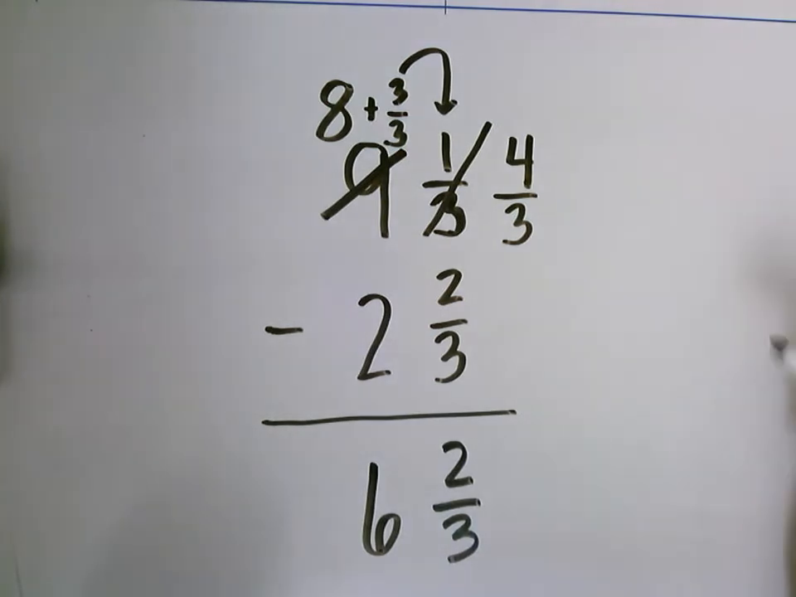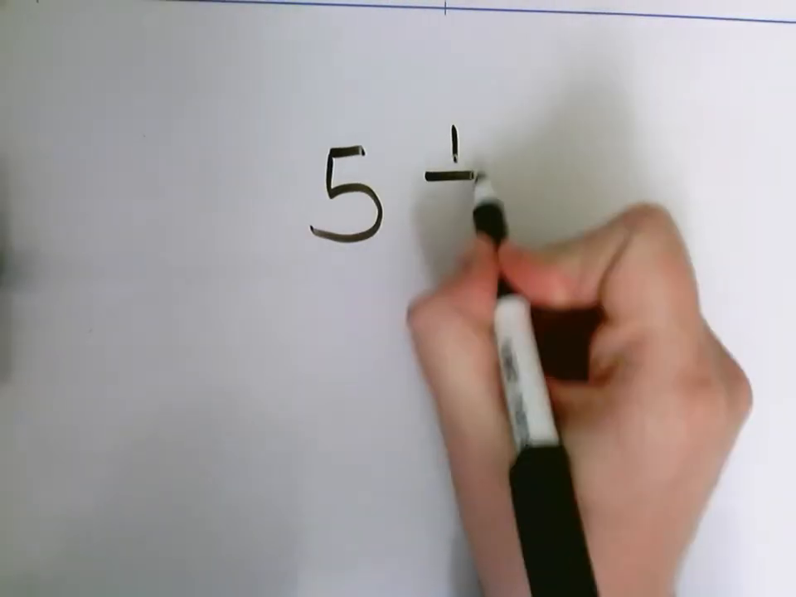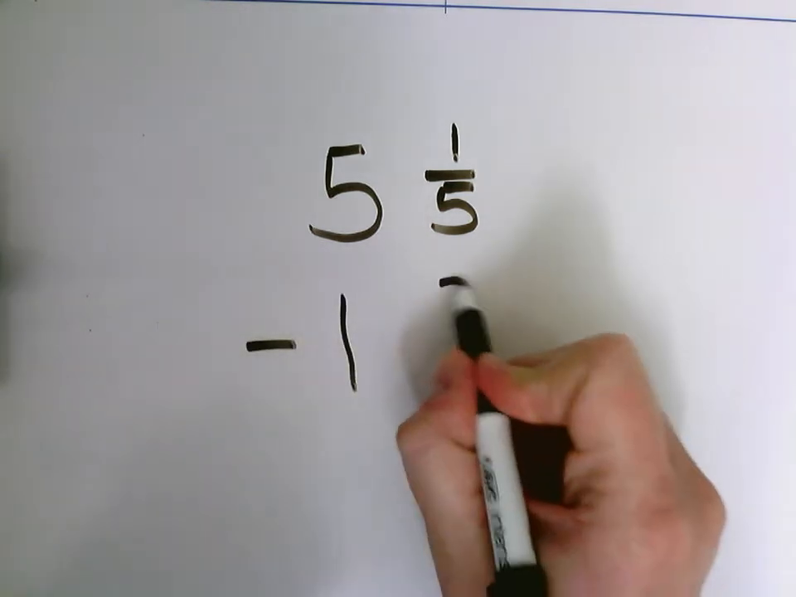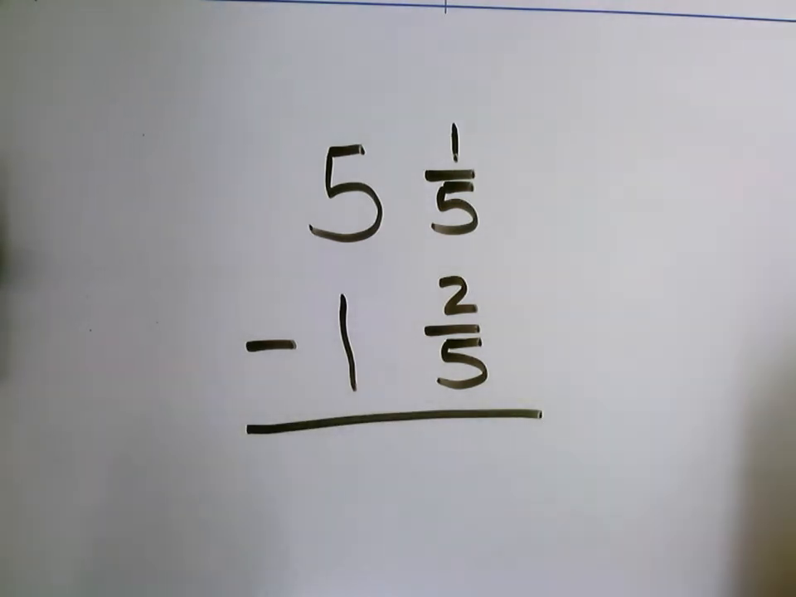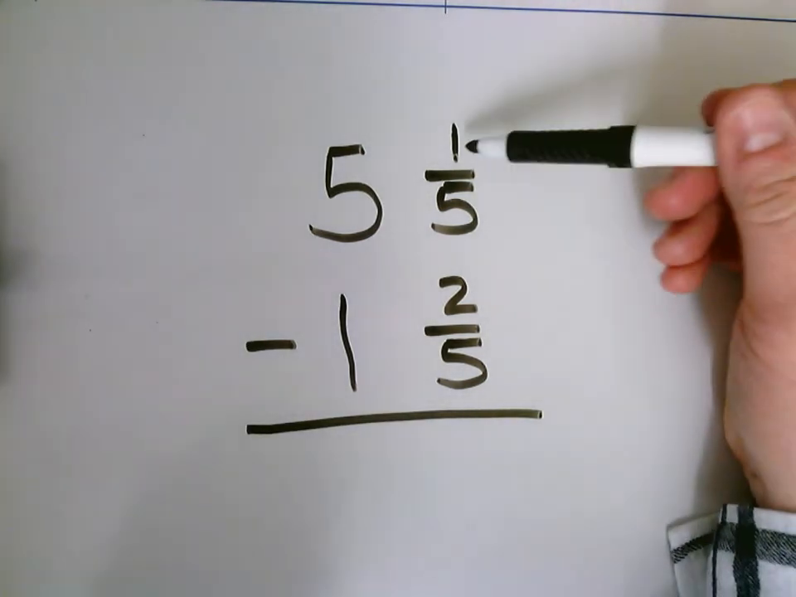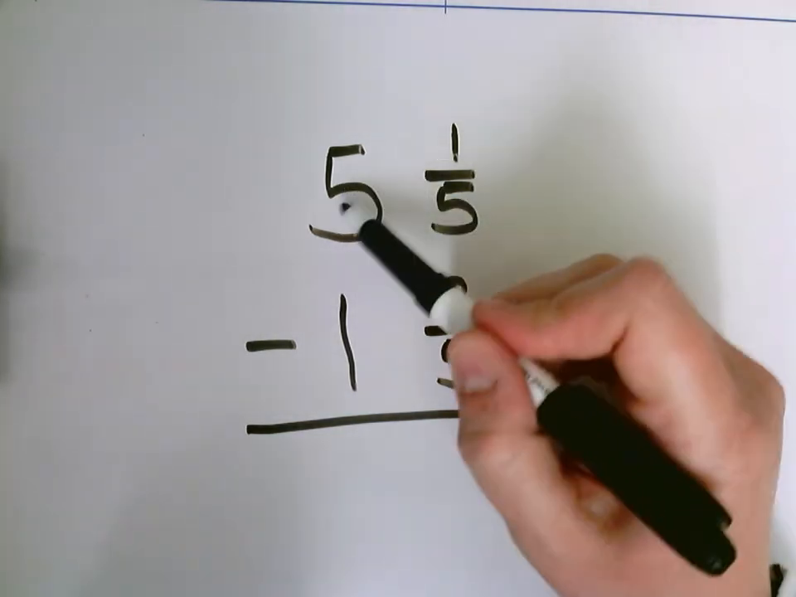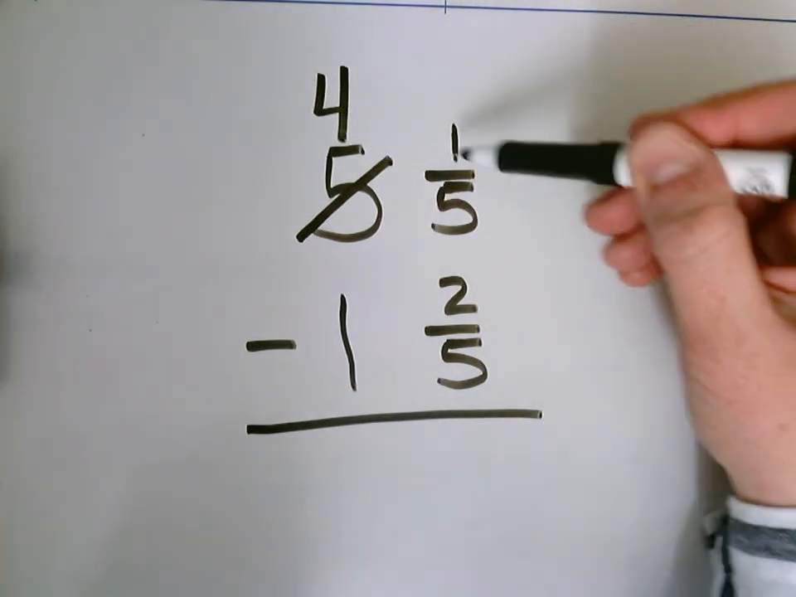Okay, let's try one more. I know this can be a little tricky sometimes. Let's do 5 1/5 minus 1 2/5. Okay. All right. So again, I have 1/5 minus 2/5. I need to regroup my 5. So I'm going to go next door. I'm going to make him 4. And I'm going to add 5/5.